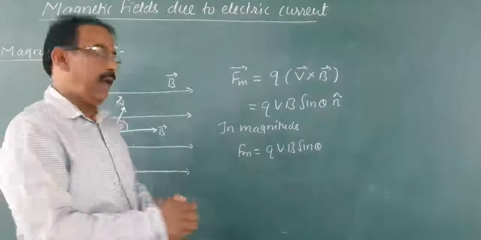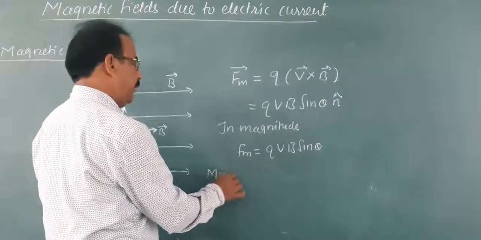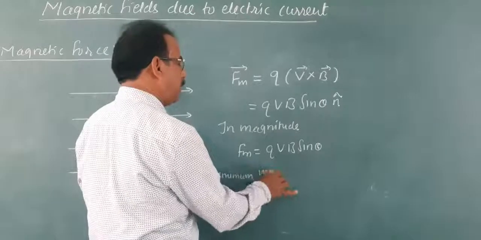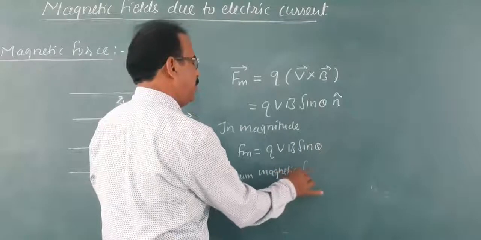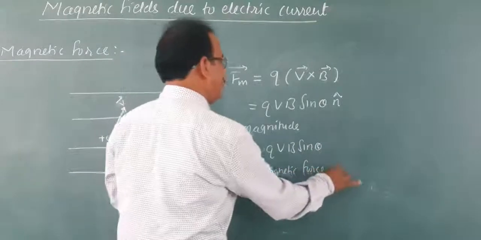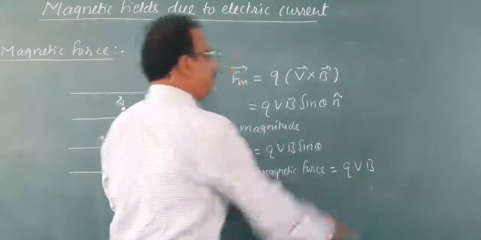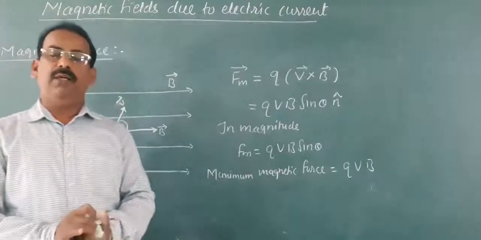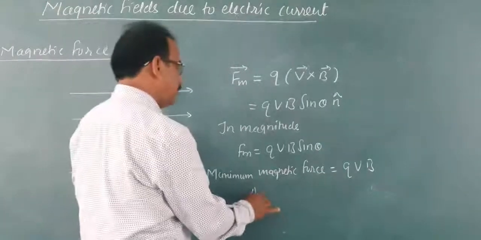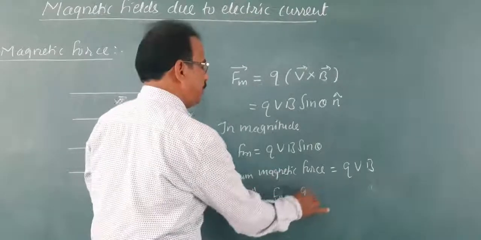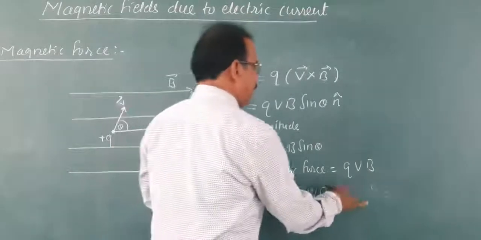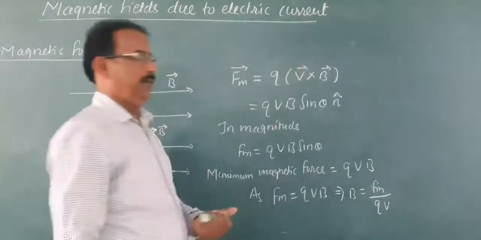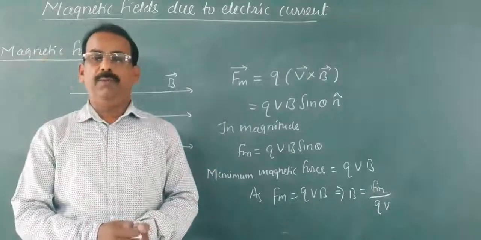And this maximum magnetic force, we can write from this equation, is equal to Q into V into B. This is the maximum magnetic force acting on the electric charge. As this magnetic force is Q into V into B, we can write here B is equal to Fm upon Q into V.